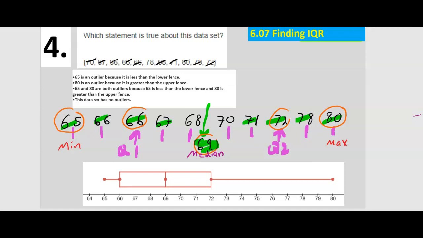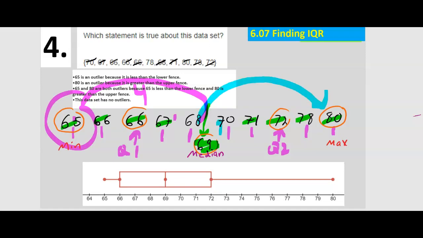69, which one of these is really far away from 69? Well, this time if we look at the min, 65 to 69 is only 4 units. But if we go from the median to the max, that's a lot more. 80 minus 69 is pretty far out there. That's 11 units. So if I had to pick an outlier, it'd probably be this one here. If you had to pick just one.